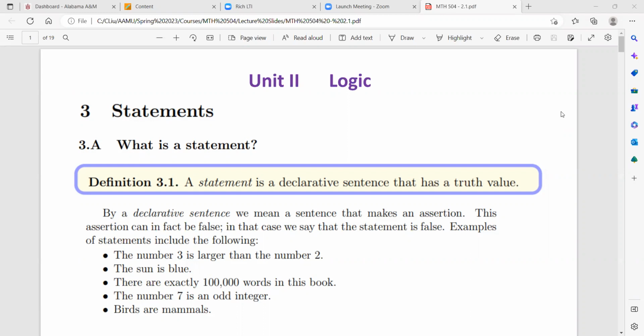So starting today, we're going to go to the topic of logic, unit 2, the second unit. This unit may be a little longer. It will take a little more time. I believe we already learned some parts of logic in undergraduate. We'll just go through it again, but with more details.